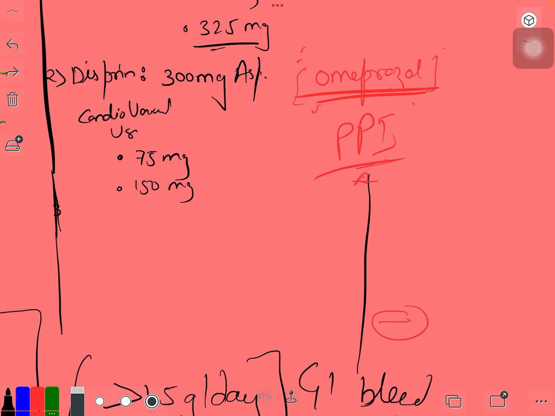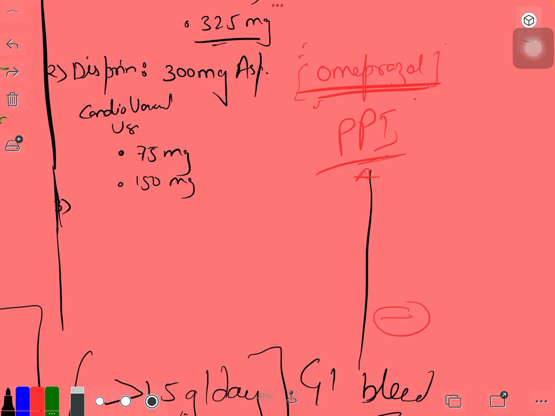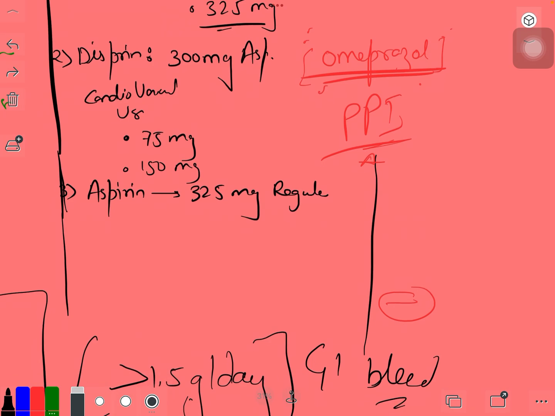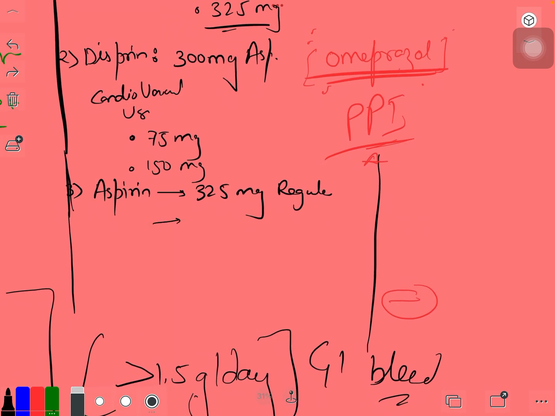Now the generic aspirin that we use, the general one. You can go to the pharmacy and ask for aspirin, not the Disprin. Aspirin, 325 milligram. This is the regular aspirin. Now you can go up to 500 milligram in this set.